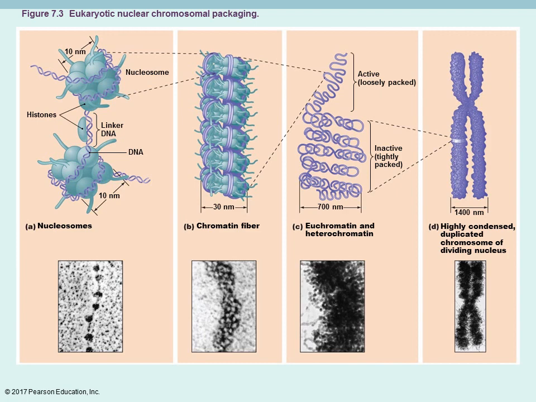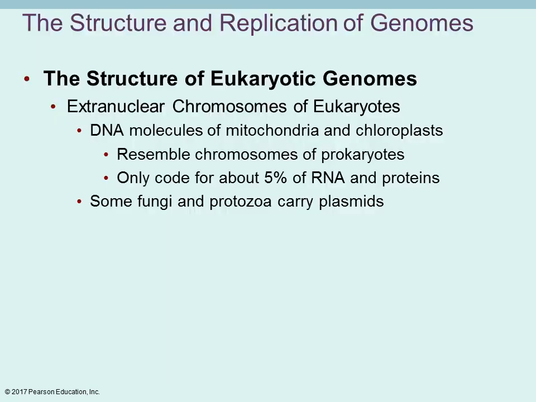Then you have several of these complexes that are stacked together. It's very tightly coiled up. It's highly condensed, especially when it is going through cell division, through mitosis or meiosis. In eukaryotic cells, there can be some extranuclear DNA found in the mitochondria and in the chloroplast. The DNA found there is circular, so it more closely resembles prokaryotic DNA. Some fungi and some protozoans may also have plasmids.